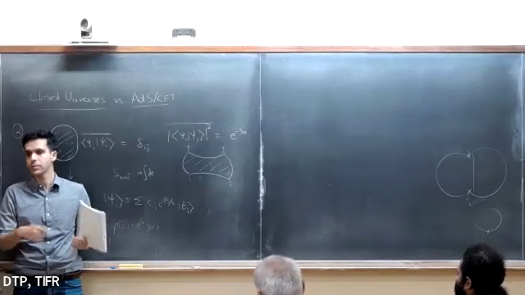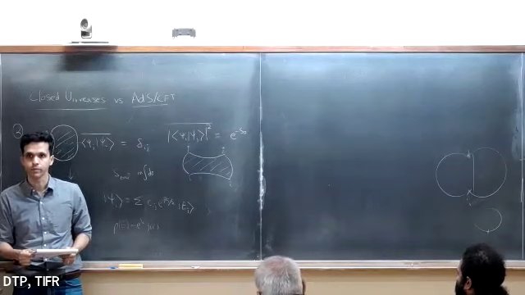In the bulk, the way it shows up is because of this topological suppression. So this e to the minus S0 is because this thing is topologically suppressed compared to this.